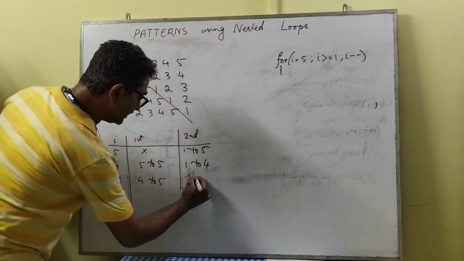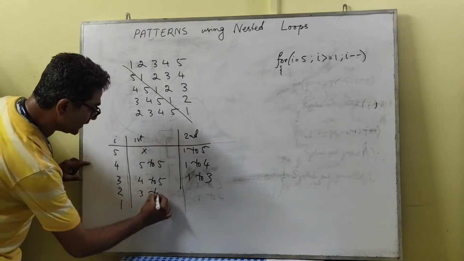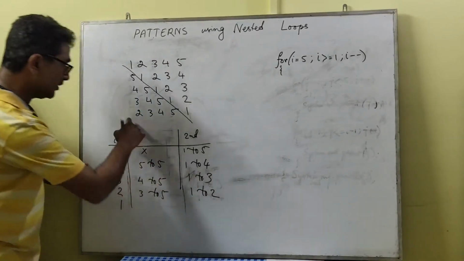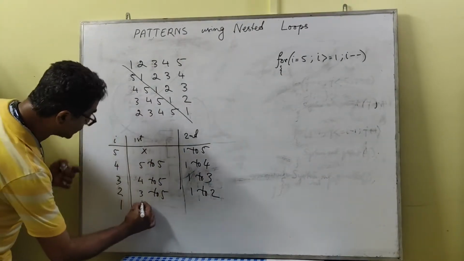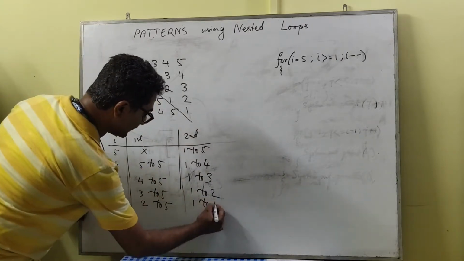And this one 1 to 3. When I is 2, 3 to 5. This runs from 1 to 2. When I is 1, it runs from 2 to 5. And this is just 1, so 1 to 1.